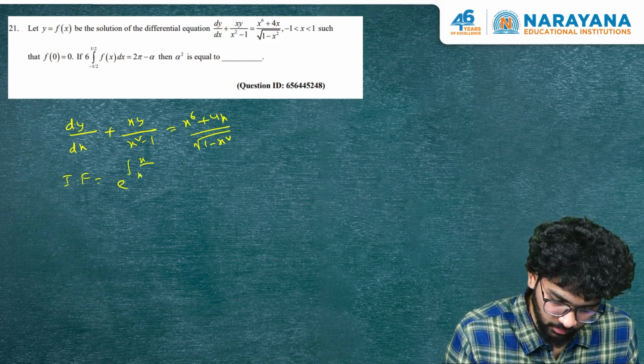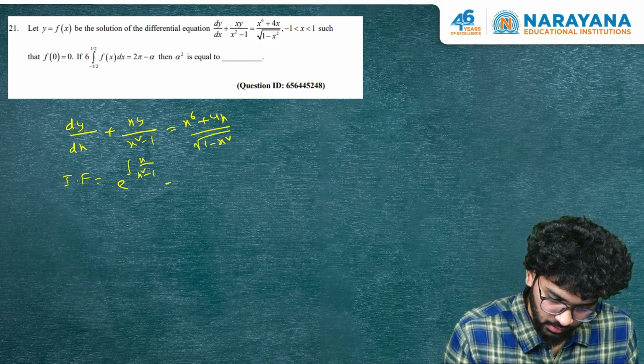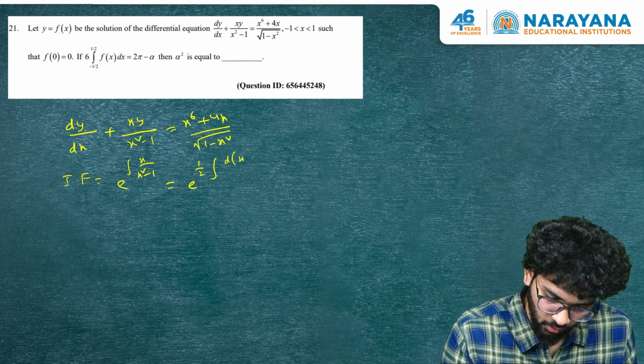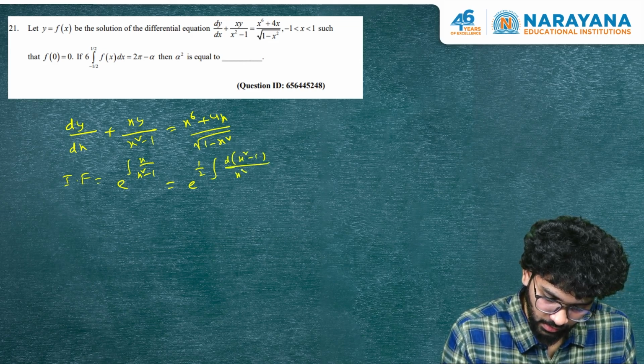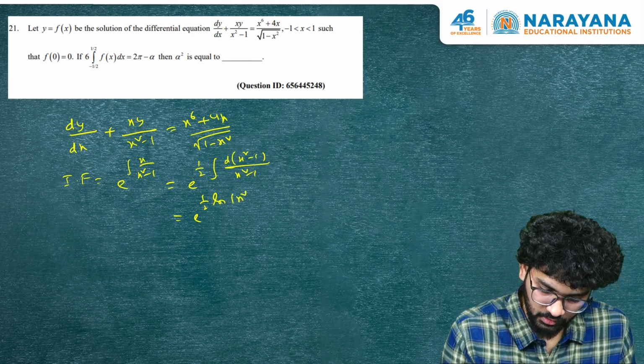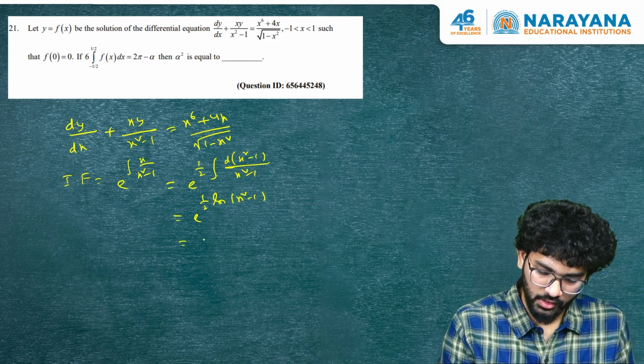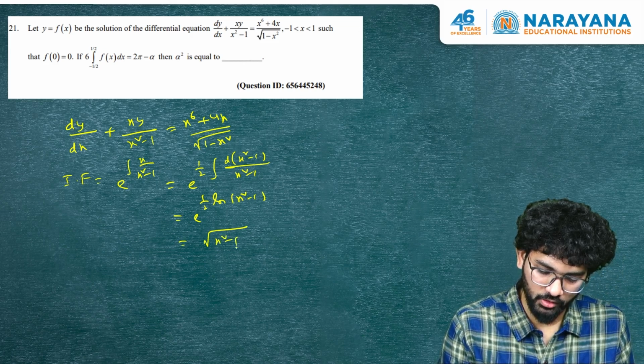Integral of x by (x square minus 1). So I can write this as e power 1 by 2 into integral of d of (x square minus 1) by (x square minus 1). This will become e power 1 by 2 into ln (x square minus 1). Anyway x is lying between minus 1 and 1, no need to put modulus. So the integrating factor will be square root of (x square minus 1).